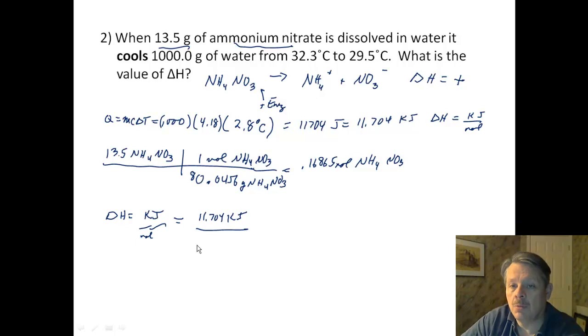And our moles is 0.16865. Right, so when I do that math, I get 69.4. I have to get down to 3 sig figs now, kilojoules. All right, now remember, we said our delta H was positive, so our delta H is going to be positive 69.4 kilojoules. That's our final answer.